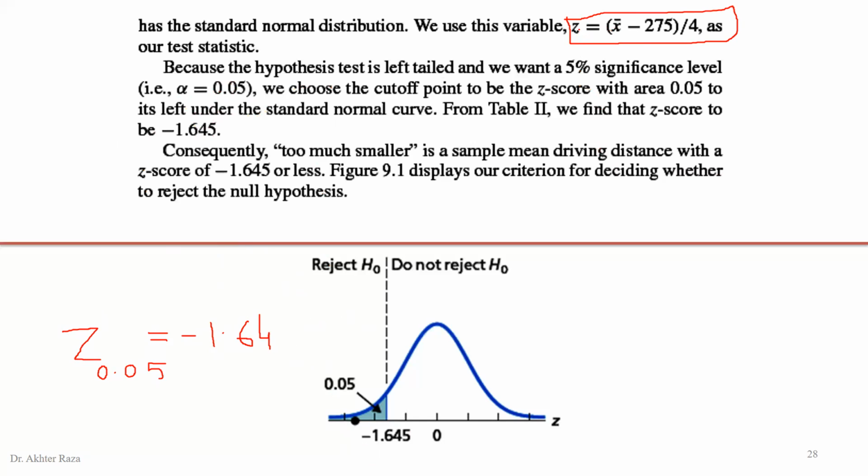Now we have to calculate the value of Z statistics by substituting X bar here. If this value of Z statistics is below minus 1.64, we will take a decision that the data does not support H naught and it is in favor of H1. If the Z statistics is above minus 1.64, we will take a decision that data supports H naught, and the null hypothesis is assumed to be true. That is the case of solving the problem.